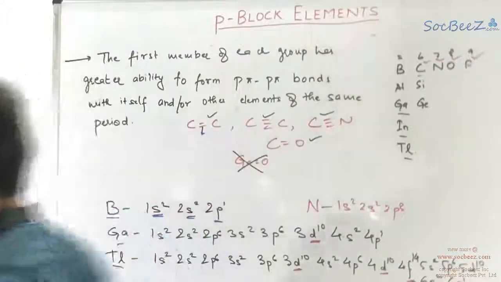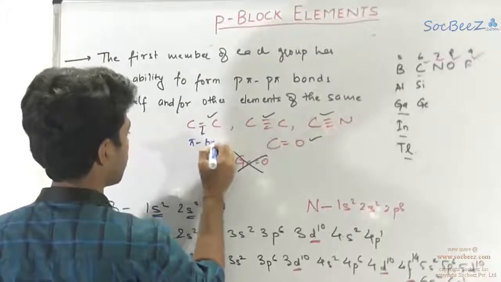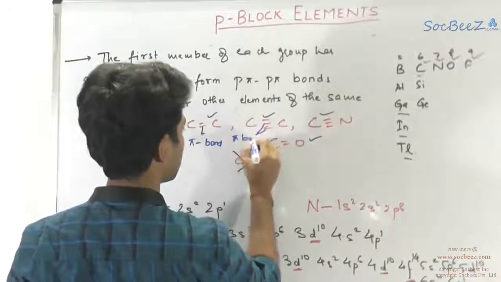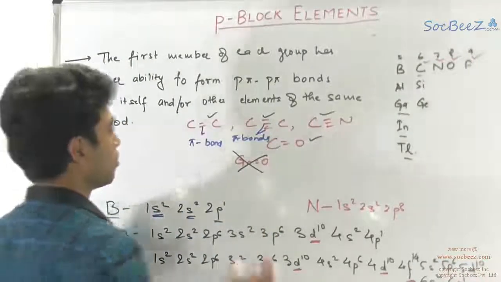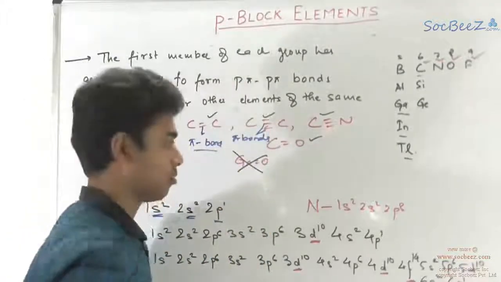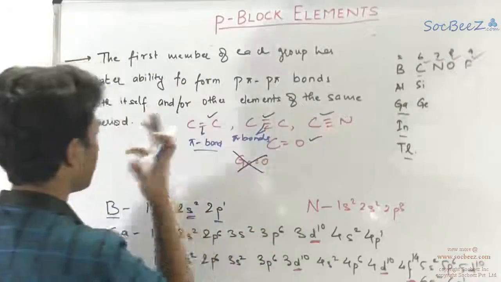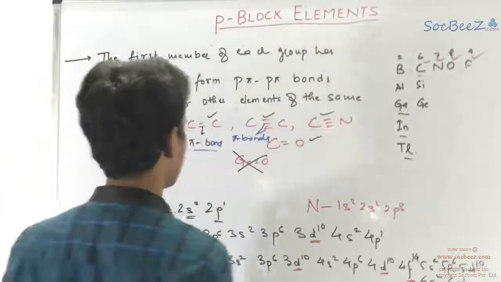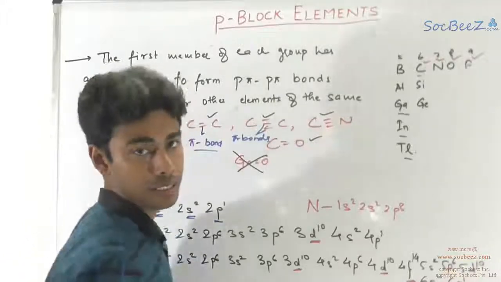Okay, this bond over here is a pi bond. Similarly, these two bonds are also pi bonds. Now, why do they form pi bonds? You know that a pi bond is formed by the use of p orbitals only. So they are able to form p pi bonds owing to, again, their small size. But as the size increases, the tendency to form p pi bonds decreases.